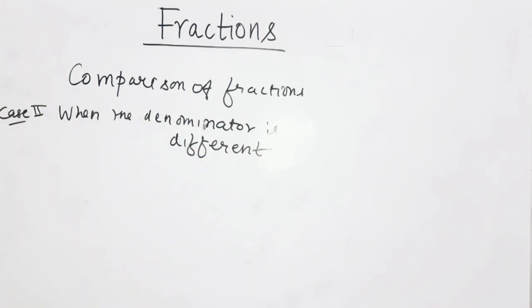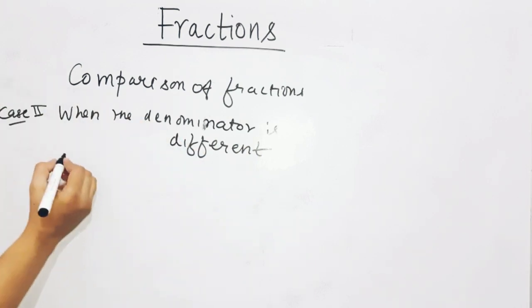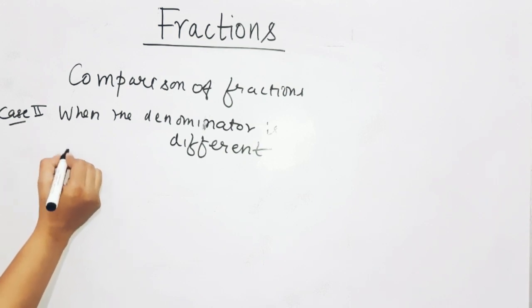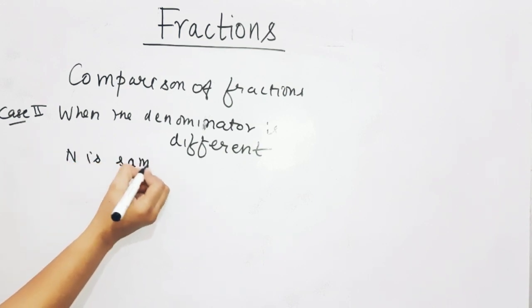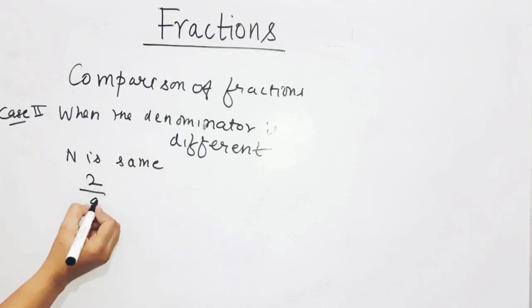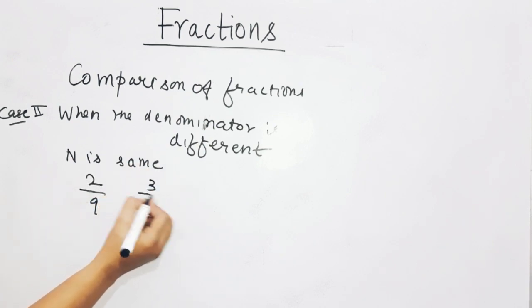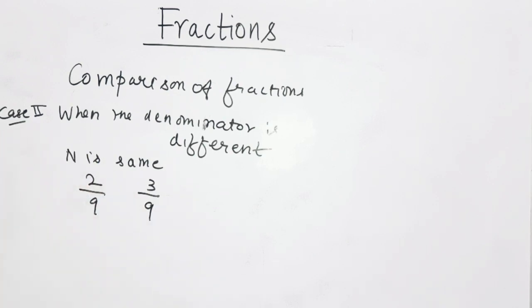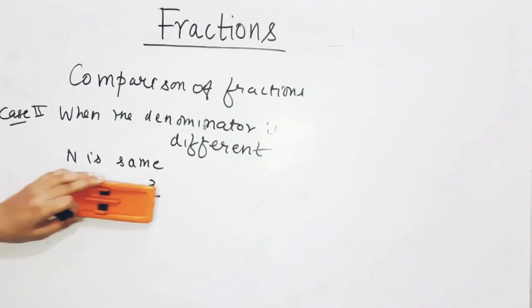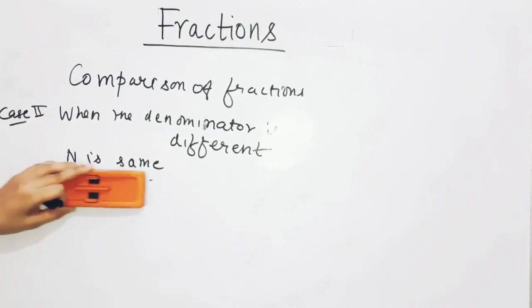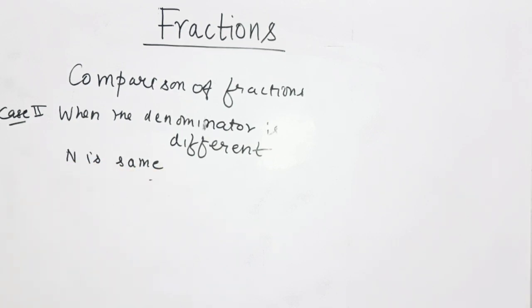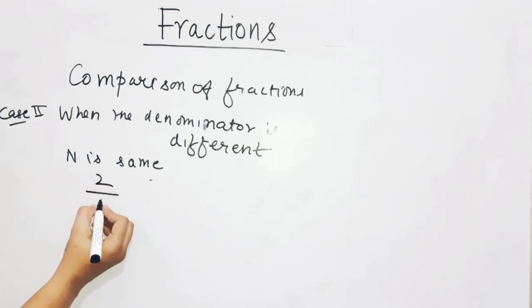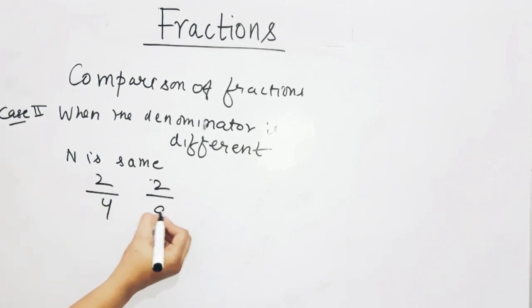So in this case how are we going to compare? Here your first condition will be where the numerator is same, the denominator is different but the numerator is same. 2 upon 9, 3 upon 9. Now how will you compare these two fractions? I have given a wrong example, let me rub this. The numerator is same but the denominators are different, right? So 2 upon 4 and 2 upon 9, which one is greater? Then how will you understand?